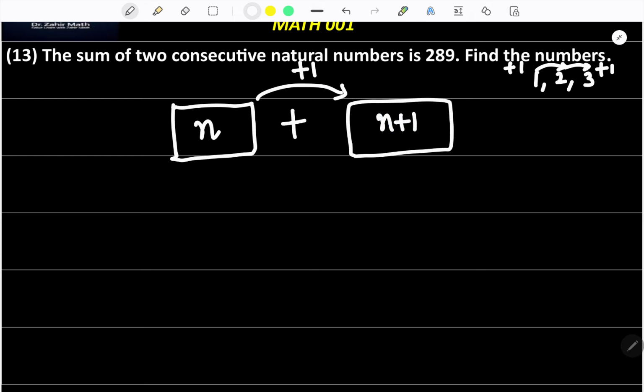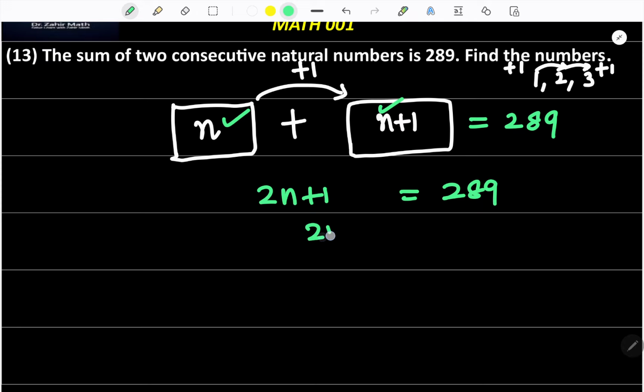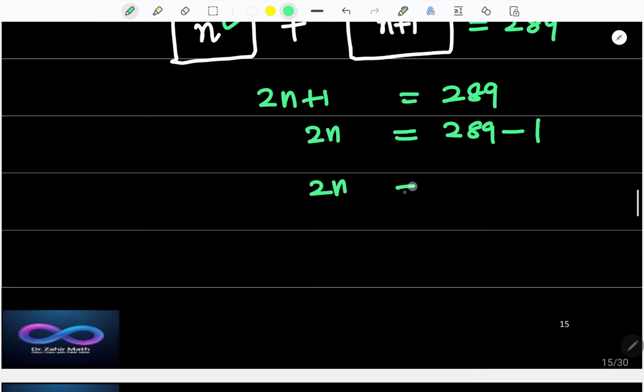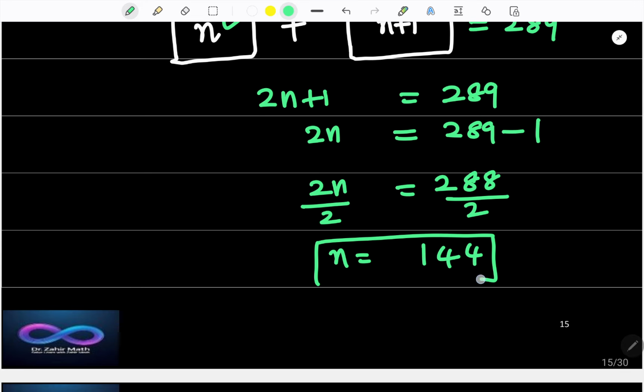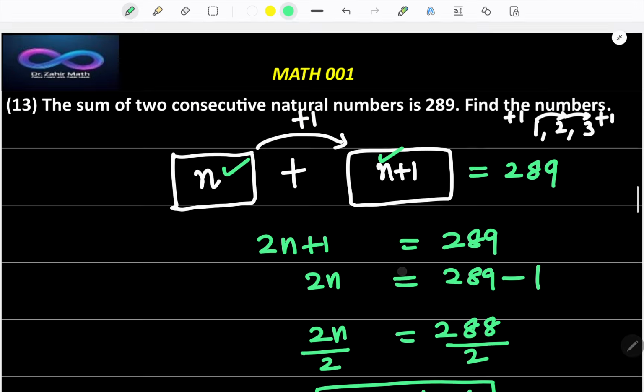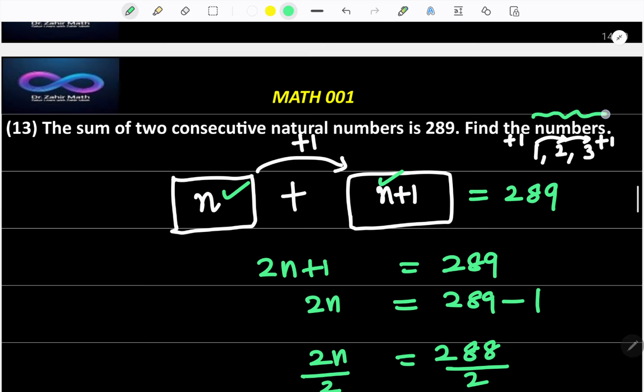So what is the next number? N plus 1, which is equal to 289. Clear everybody? Right. So n plus n is 2n. This n and this n, 2n, plus 1 is equal to 289. So 2n equals 289 minus 1. And then 2n is equal to 288. Divide by 2, divide by 2. So n is equal to 144, right? So is this the answer, teacher? No. What is the question? Find the numbers.